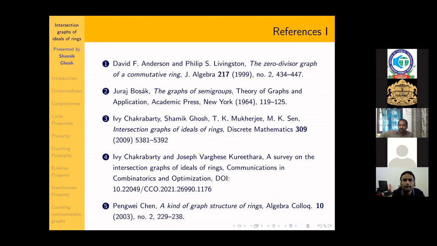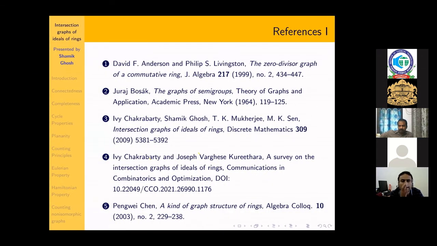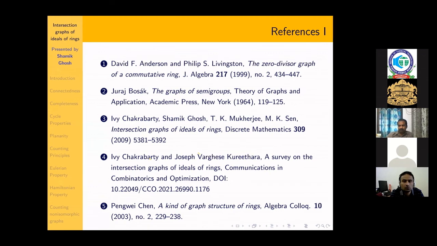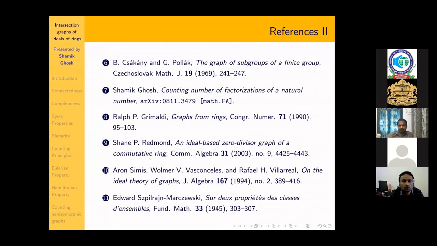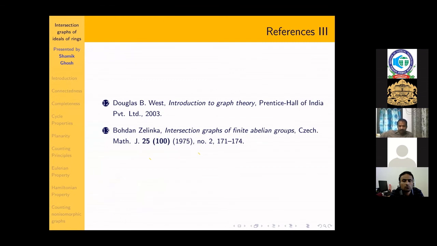And this is the survey paper, number 4, that I told you. The second is the paper of Bosak, the initial paper on algebraic graph theory, the starting of the theory of graphs from groups or semigroups. And this is the Csákány-Pollák paper, the first. And these are the other references. The last is the paper of Zelinka.